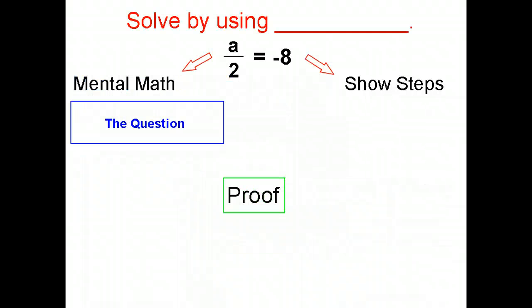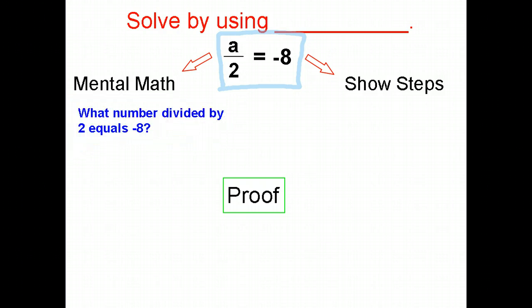So first things first, we're looking at our problem here, which is a divided by 2 equals negative 8. And what this is asking me in terms of mental math is, remember back in 2.4, the question, what number divided by 2 equals negative 8? And we'll get back to answering that here in a second. But as I look at this problem, I noted that something's being divided. So in order to solve this problem, we're going to need to use the inverse operation, or we're going to solve it by using multiplication.